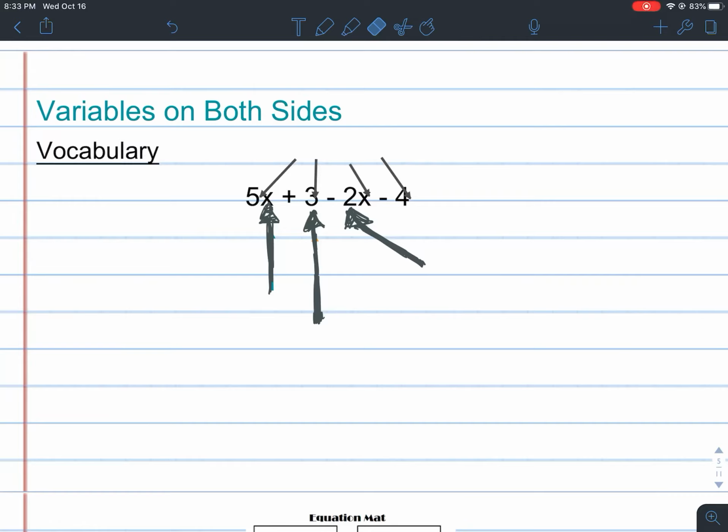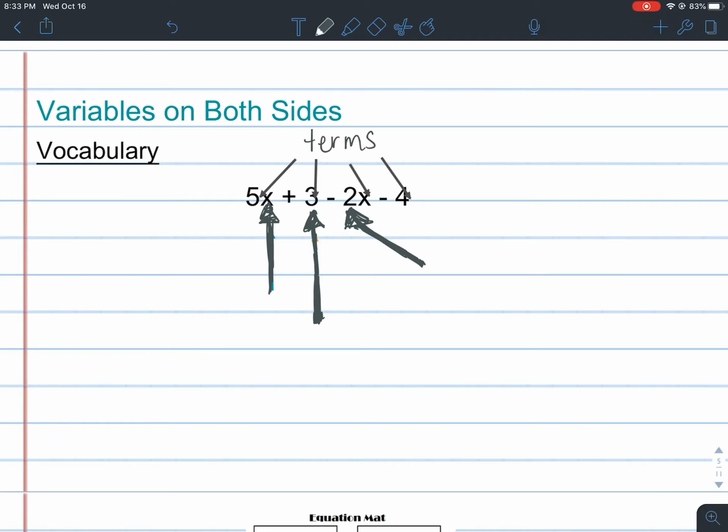Hello. This is a video that's going to go over variables on both sides. This is solving equations with variables on both sides. So I wanted to talk to you quickly about just some vocabulary that we have been using throughout this unit, but just to be more clear on different vocab and what it means.